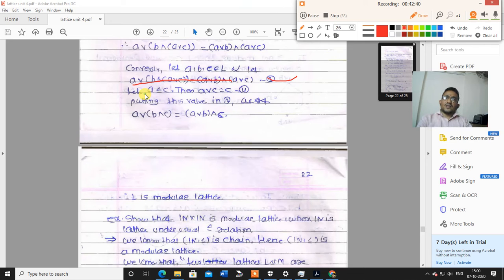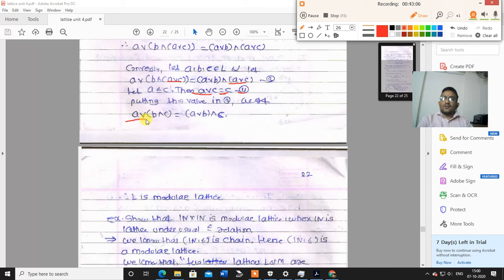So let A be related to C. Then we can say that the join of A and C is C. Say this is equation 4. So putting the value from equation 4 in equation 3, we get A join C is equal to C. Okay, if we put this value, A join C is equal to C and A join C is equal to C, so we get the required result.